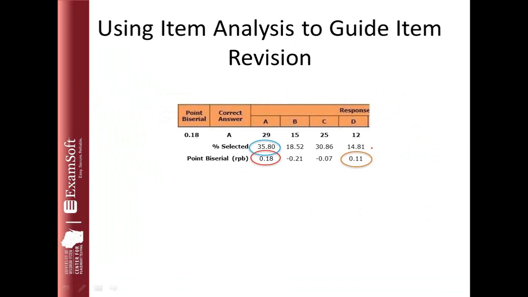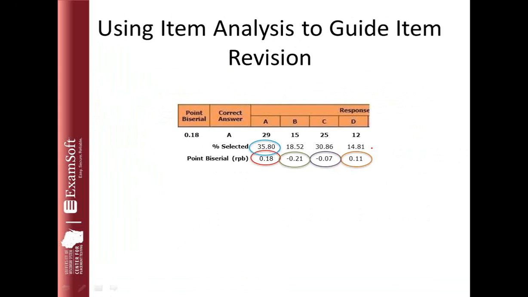When I look out here at alternative D, I notice this has a positive discrimination. So that's something I really don't like at all. That means that the good students are picking D too frequently. I also noticed that alternative C has a -0.07. So it's nice that it's negative, but it's not a really big number. It's still pretty close to zero. And 30.86% of the students selected that. That's kind of a lot of students. With that many students selecting it, I would expect it to have an RPBI stronger than minus 0.07. So that bothers me a little bit.